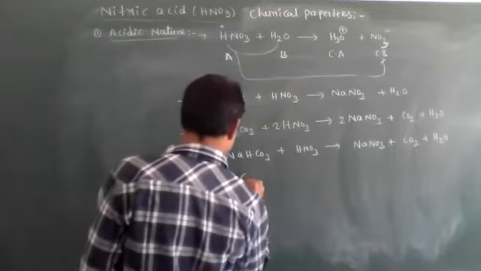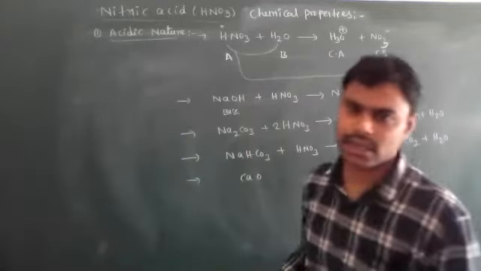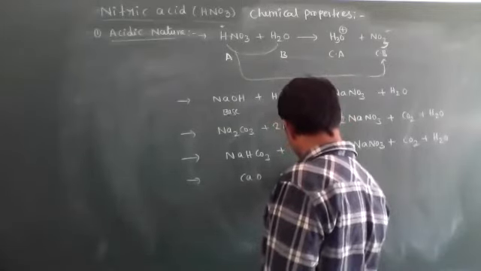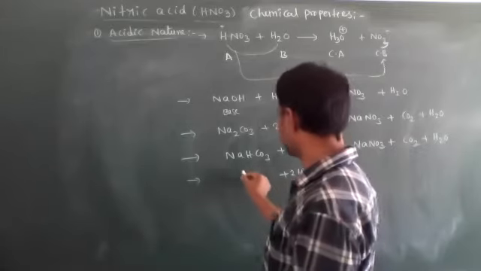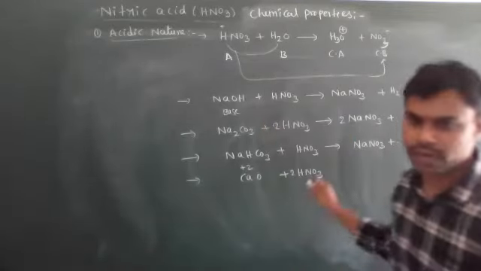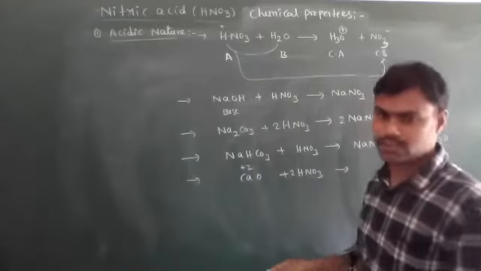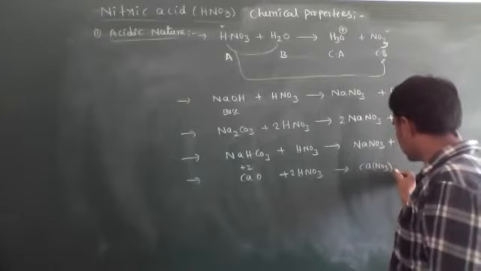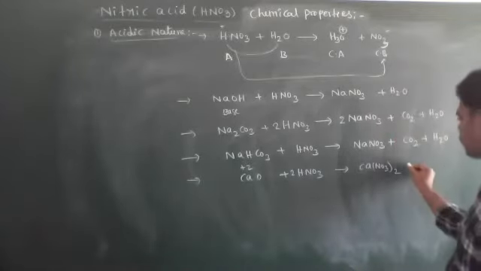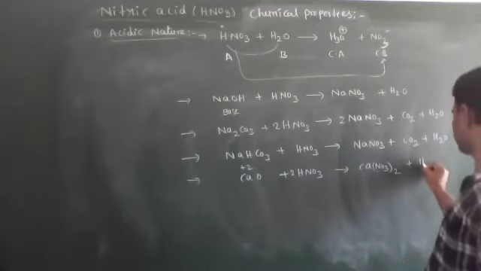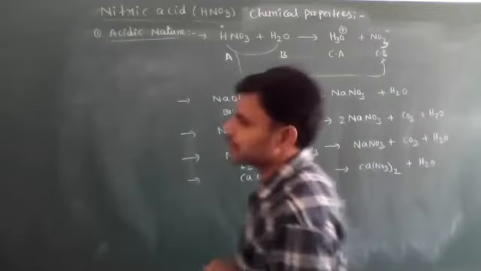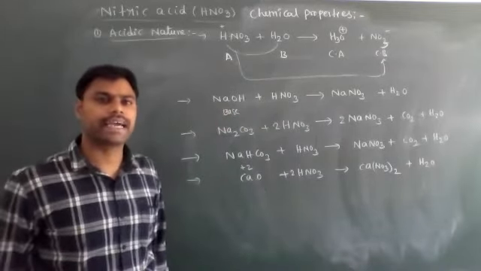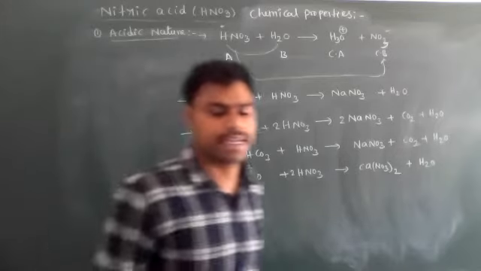Whenever HNO3 reacts with metal oxides, which are basic in character, they also form metal nitrates. Calcium is +2 and the nitrate ion is mono-negative, so 2 moles of HNO3 are required, forming Ca(NO3)2 plus H2O. Okay, so these are the chemical properties. These chemical properties explain the acidic nature of nitric acid.